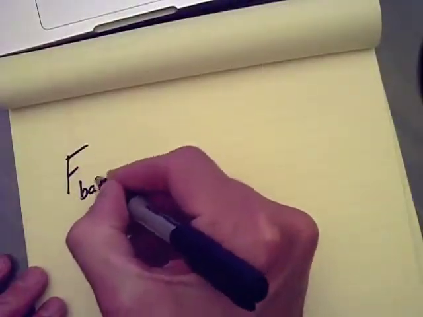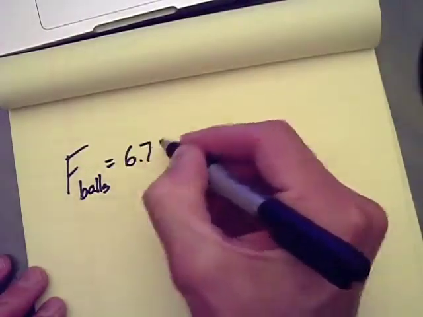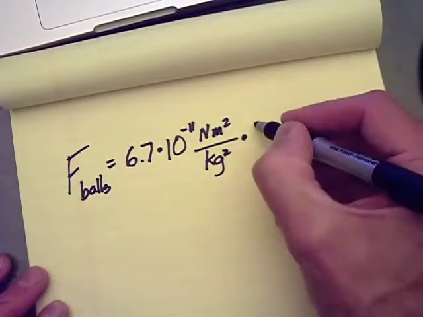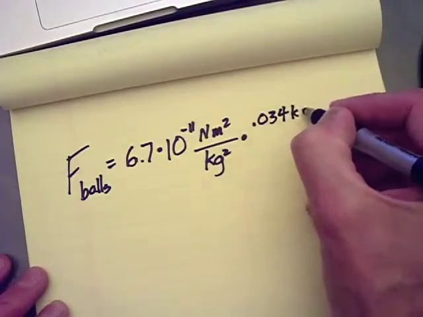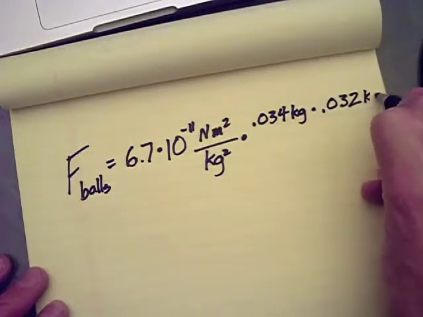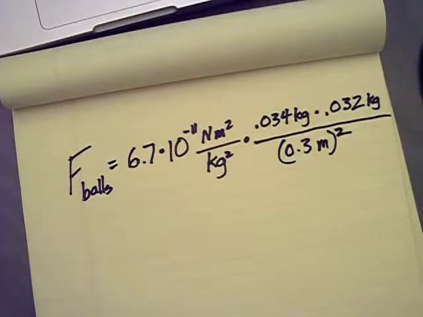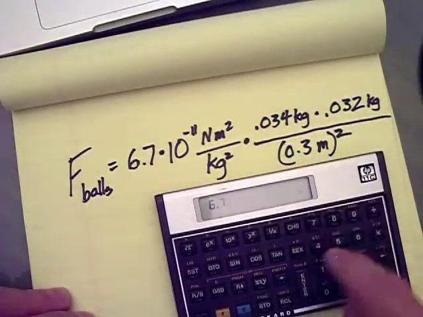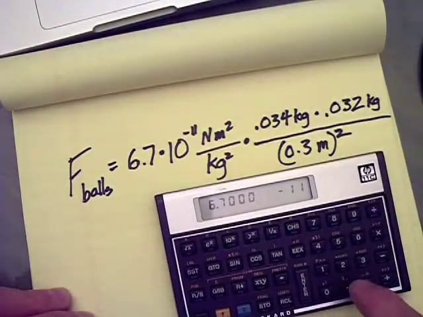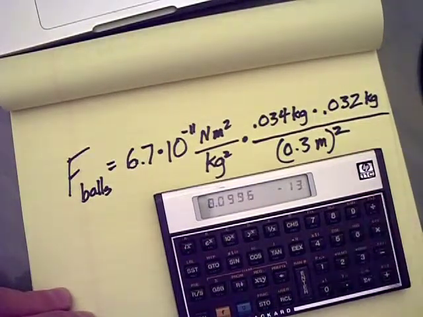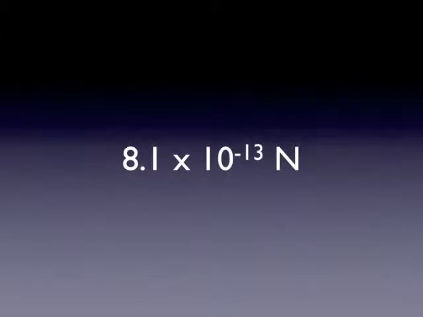So here's the problem. The force between the two balls is 6.7 times 10 to the minus 11th Newton meter squared per kilogram squared times 0.034 kilograms for one ball and 0.032 kilograms for the other ball. And we put them 30 centimeters apart. And when you work that out, plug it into your calculator, you get an incredibly tiny number: 8.1 times 10 to the minus 13th newtons. It's very tiny.